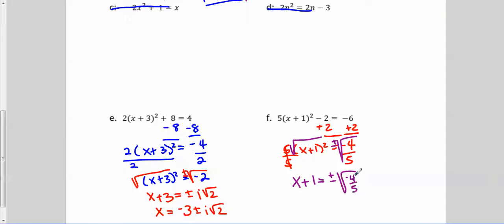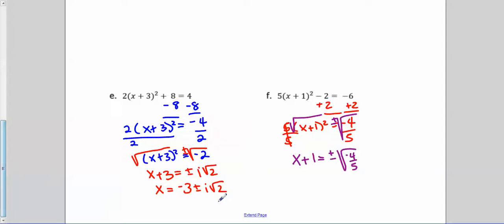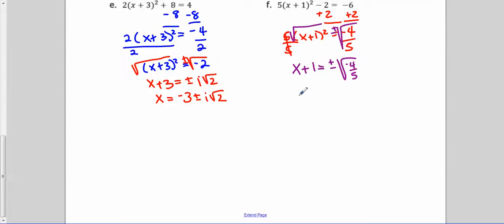Well, the negative is going to come out as an i, and the square root of 4 is 2, but the square root of 5 is the square root of 5. That's kind of a pain. Let's see if we can make some more room here. Okay, so x plus 1 equals plus or minus, and let's make this negative 1 times 4, that's the negative 4, over the square root of 5. That's the i, and that's 2, so it's 2i over root 5.